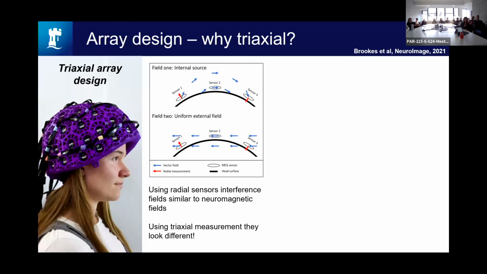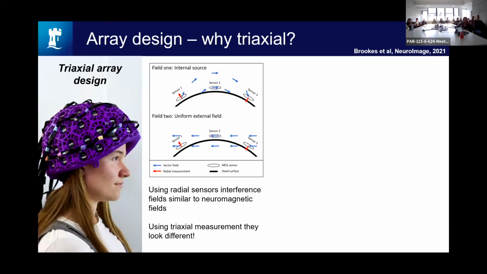Let's pretend that we do what a conventional MEG system does, and we're only going to measure fields that are radial to the head. So that's what a conventional MEG system is. What are we going to measure? Well, at this sensor, we'll measure a field that looks like it's coming inwards. And at this sensor, we'll measure a field that's going outwards. And at this sensor, we'll measure absolutely nothing. So that's what a conventional MEG system would measure: field going in, field going out, nothing.